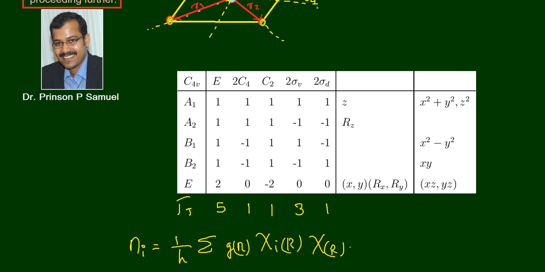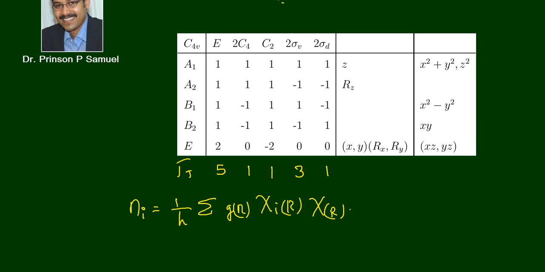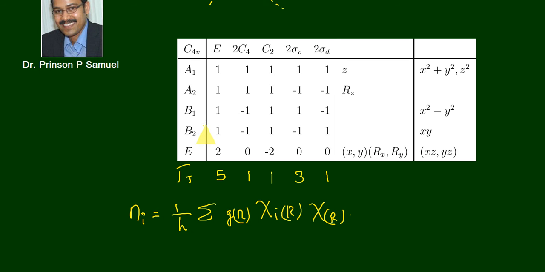And now we can apply the reduction formula and find out the number of times each irreducible representation will appear. So we will be using only those irreducible representations corresponding to some atomic orbital. We can see that A1 corresponds to atomic orbitals, because here we have dz square, and obviously the s orbital is there, then the pz orbital is also there.